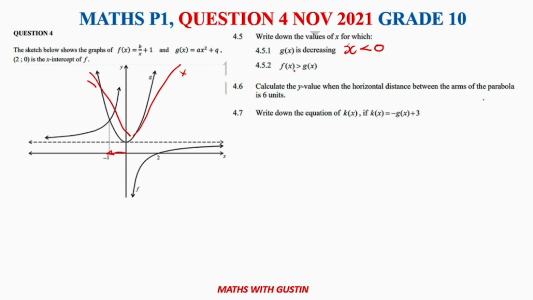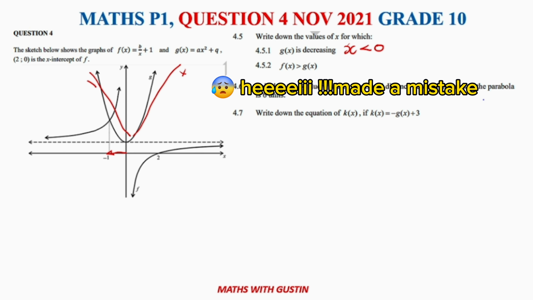4.5.2 says f of x greater than g. Okay, in simple terms, I explained this in the previous question, November 2022. I said for which values of x is f of x greater than g. So how do you put it in a statement that you understand? You would say for which values of x is f of x on top of g. Where f of x is on top of g, you can see basically that from here going there, it is on top.